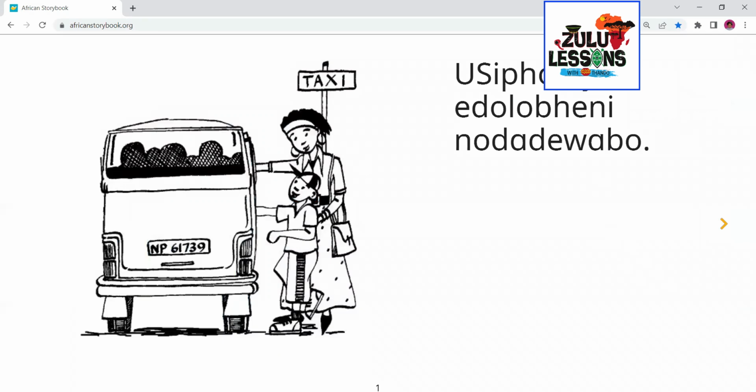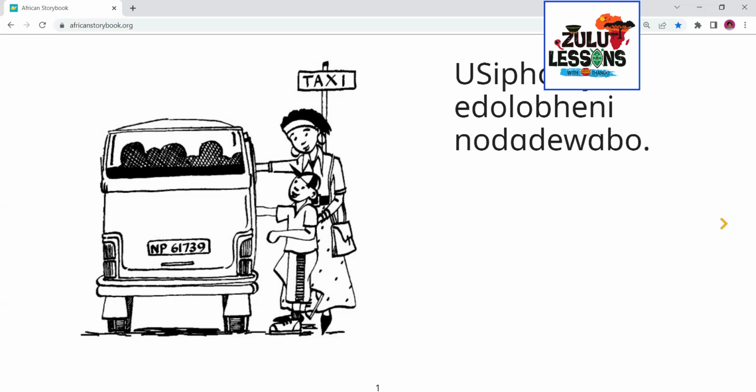So let's go ahead now and have a look at the story itself, just to translate it line by line, and then we can move on to working on the grammar.